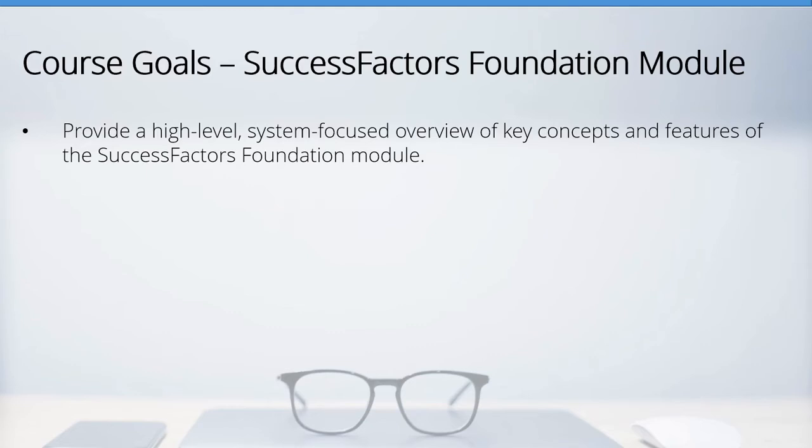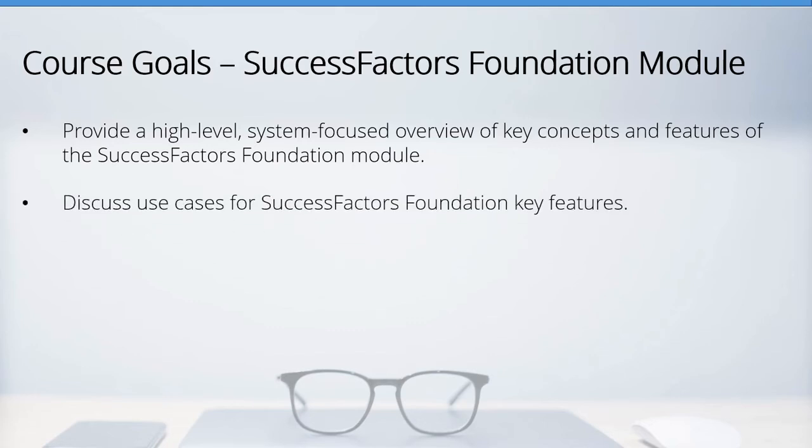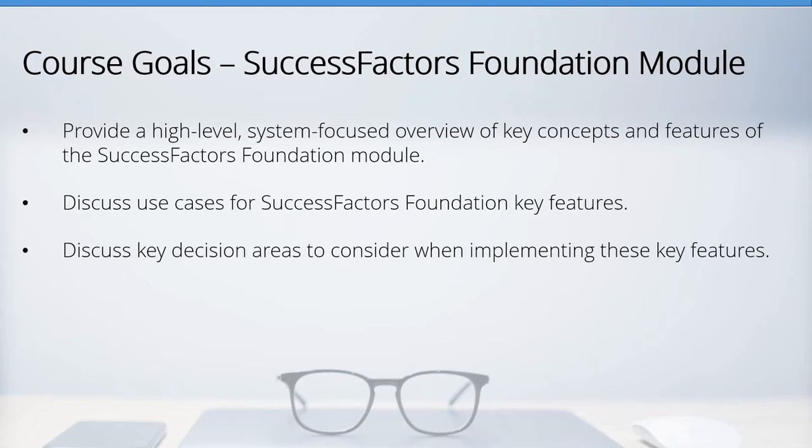So we're going to take a look at the system, and we are going to have a discussion on the key concepts as well. We'll discuss the use cases for SuccessFactors Foundation key features. So what can we use them for? If there's a feature, what's the business use of that feature for specific roles within the organization, for an employee, for a manager, for an HR administrator? Then we'll also take a look at some of the key decision areas to consider when implementing those key features. It's great that there's a feature, but what do we need to decide before we can implement that feature, whether that's from a client perspective or from an implementation partner perspective.